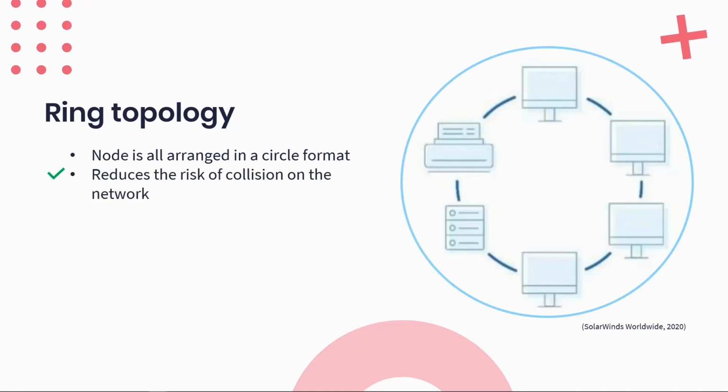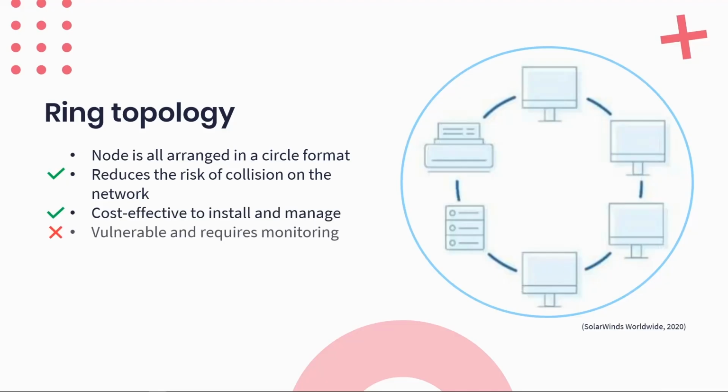The ring topology has a good structure of flow of data. For example, the data flows in a circular path until it gets to its destination. The ring topology is cost-effective and cheap to install and manage. On the other hand, it is very vulnerable to network failure due to the network structure. If one of the nodes goes offline, the entire network loses connectivity. The topology requires a lot of monitoring to be able to detect network failure.